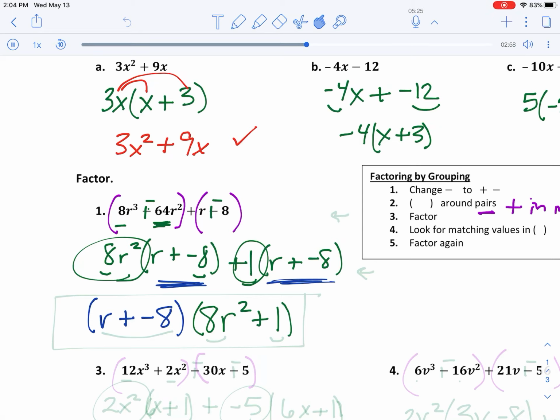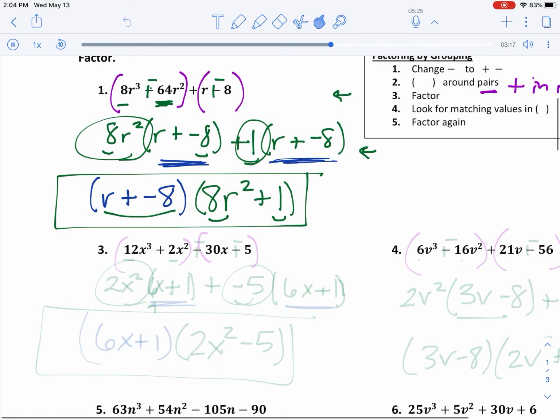plus 1. If we were going to distribute this, we would multiply this blue thing times each of the terms in green, and we would get this step right here, and then we could distribute again, and we would get that right there. So basically, we're undoing distribution, and this is my final answer here. Let's go ahead and do a couple more.